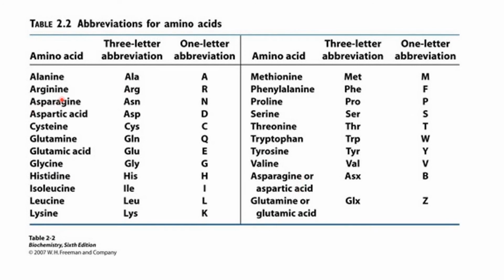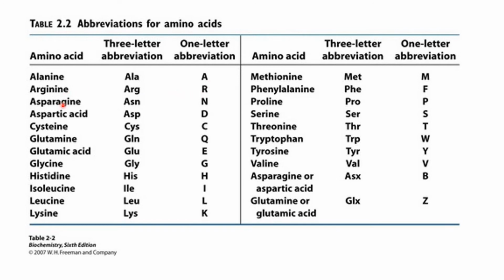Now, each one of these has a 3-letter abbreviation and a 1-letter abbreviation. You can see over here alanine, the first 3 letters ALA is its 3-letter abbreviation. Like that, there are many other amino acids; the first 3 letters are their 3-letter abbreviation. When I'm talking about the 1-letter abbreviation, for alanine it is A. But arginine also starts with A, so we cannot give it A because it will create confusion about which one is alanine and which one is arginine. So arginine is given R.